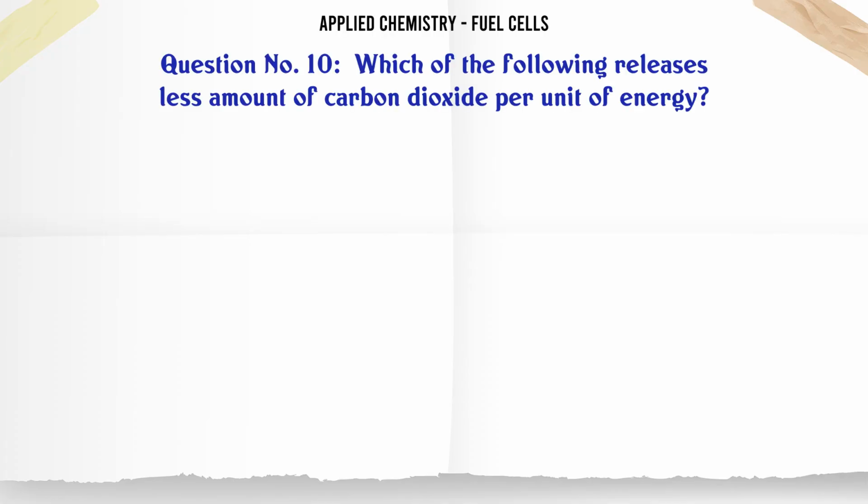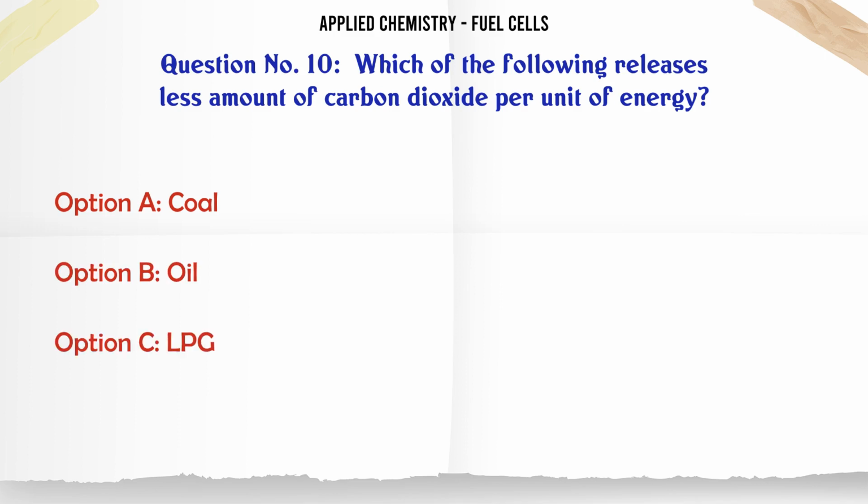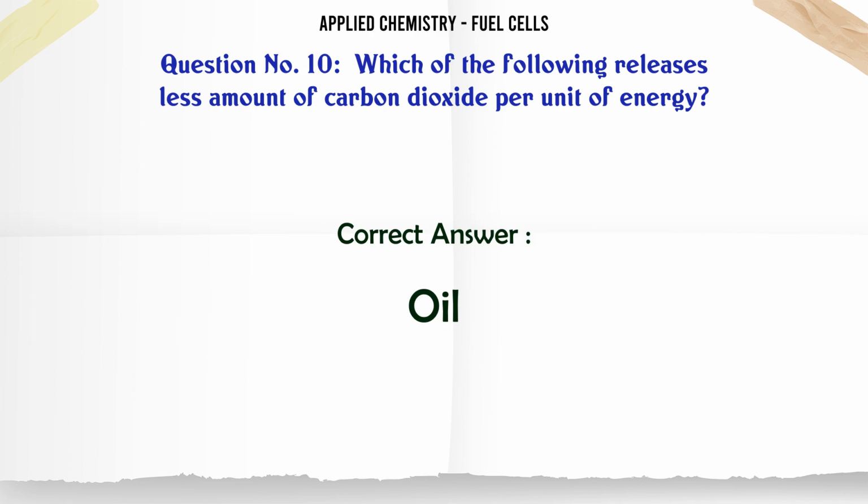Which of the following releases less amount of carbon dioxide per unit of energy? A. Coal. B. Oil. C. LPG. D. Petrol. The correct answer is oil.